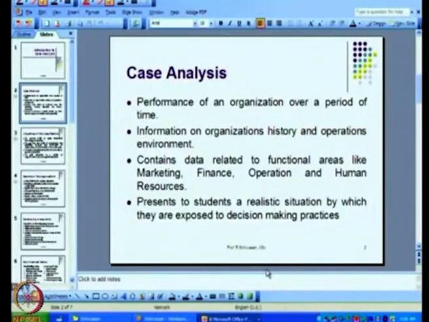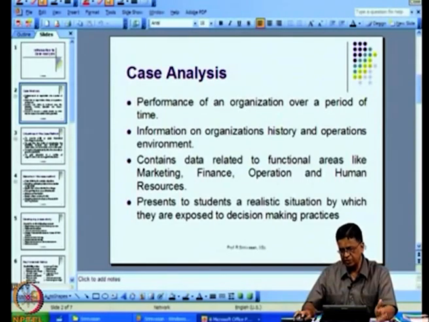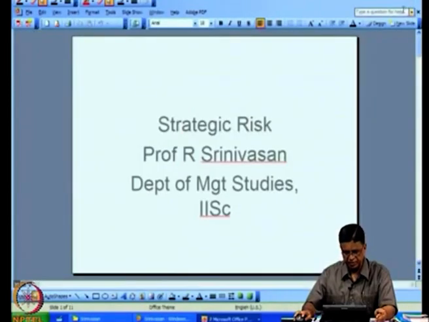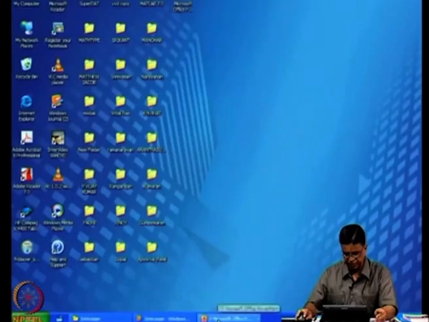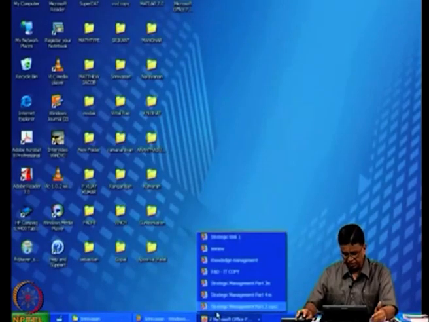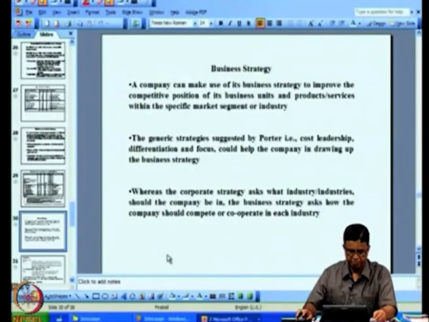All these ratios are required to analyze a case, as we could make out. So, making use of these ratios, we analyzed one case, that was the case of Infosys, and when we looked at the case of Infosys, we tried to apply most of the things we have discussed in the case analysis.